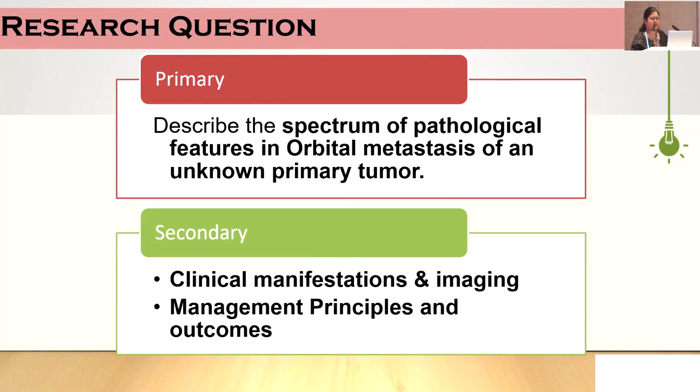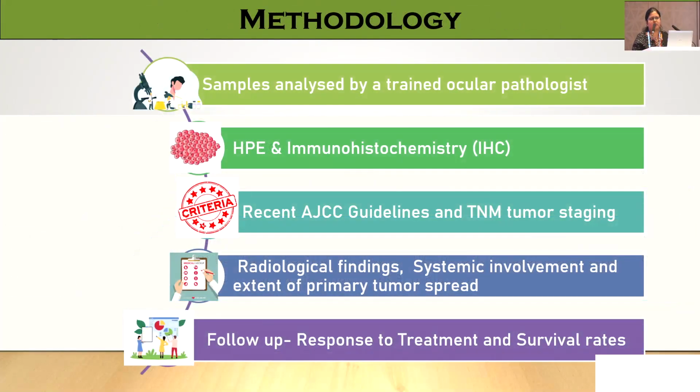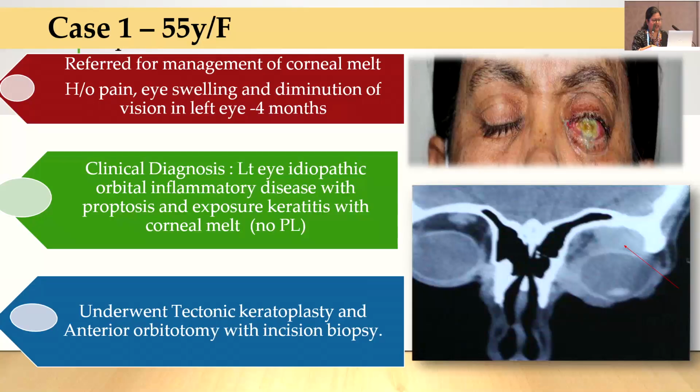In our study, we have outlined the spectrum of pathological changes, clinical manifestations, imaging, and management outcomes. This was carried out in a tertiary eye hospital with a dedicated ocular oncology service with availability of ophthalmic pathologists, and we have 7 cases to show you. All the samples were analyzed by a trained ophthalmic pathologist, a customized IHC panel was done, and the recent AJCC guidelines were used for tumor staging, and follow-up has been highlighted.